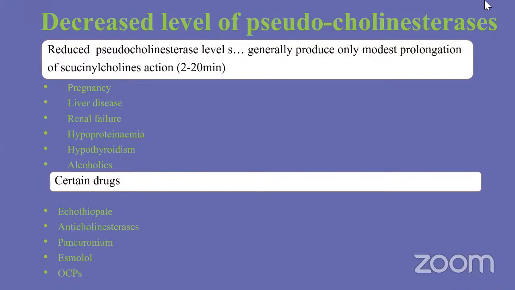These common conditions are liver disease, pregnancy, renal failure, hypoproteinemia, hypothyroidism, and alcoholism. And some drugs also decrease pseudocholinesterase, like esmolol, most organophosphorus agents, anticholinesterases, pancuronium, and oral contraceptive pills.